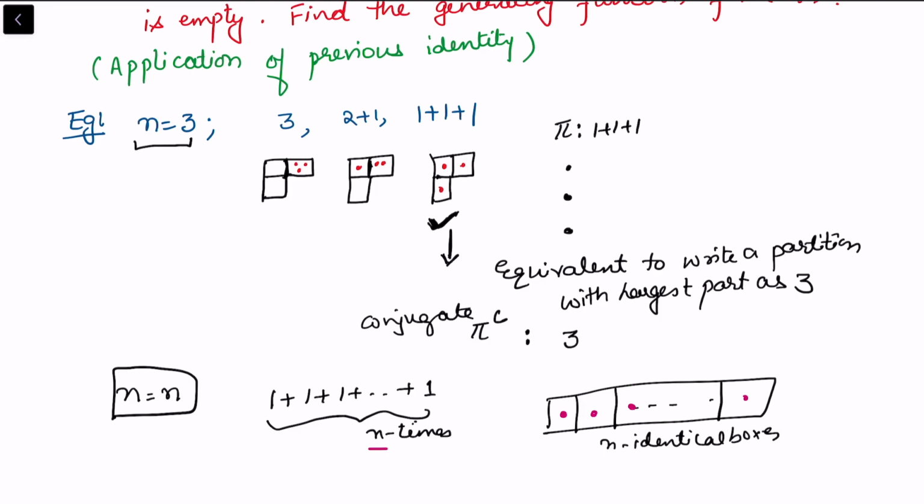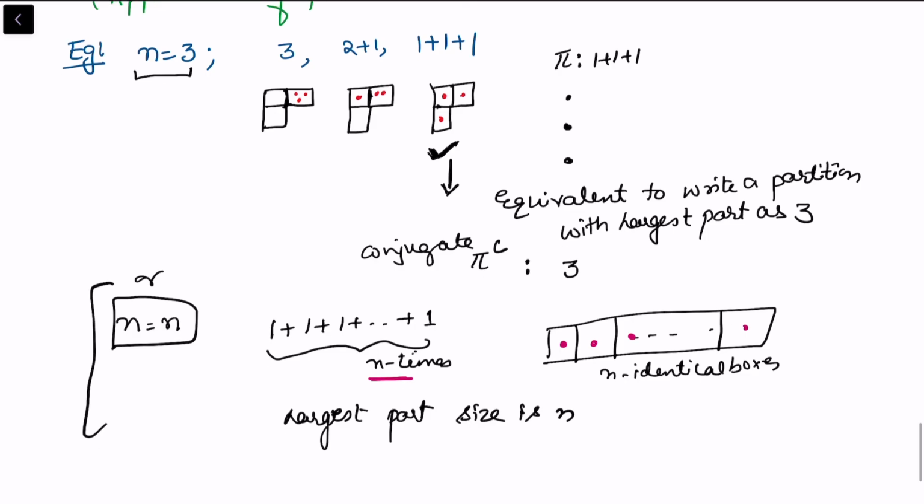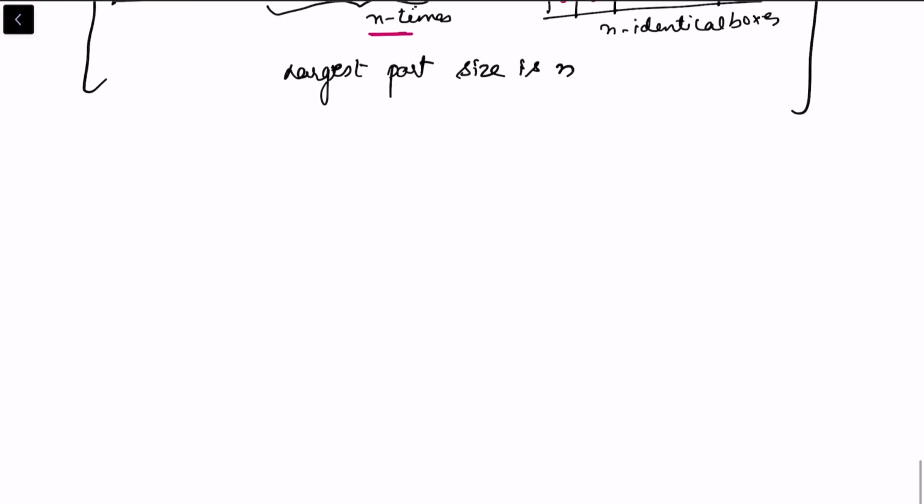Now if I consider this case, this is equivalent to solving where the largest part size is n. Okay, so this is what I mean by the use of the previous theorem. Now we will create a generating function as per the part size. We know how to create the generating function once the part size is known. So for this one, I'll create a generating function.